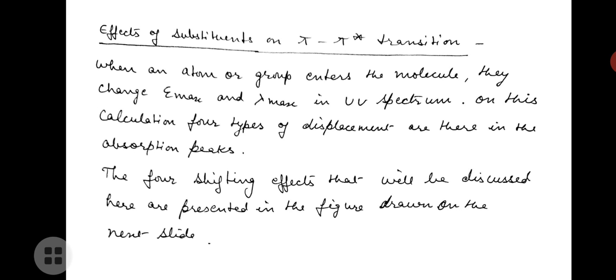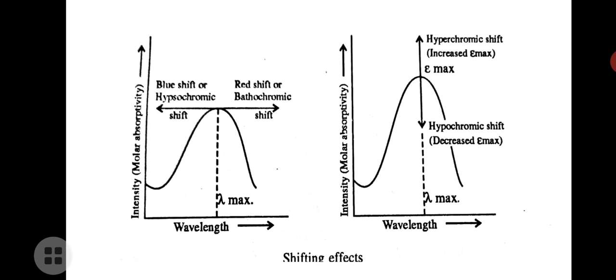When an atom or group enters the molecule, they change Emax and lambda max in UV spectrum. In this calculation, four types of displacement are there in the absorption peaks. The four shifting effects that will be discussed here are presented in the figure drawn on the next slide. So these are the four types of absorption and intensity shifts.